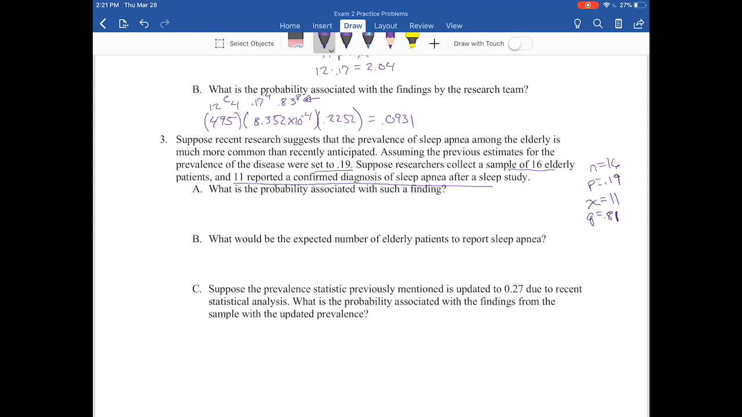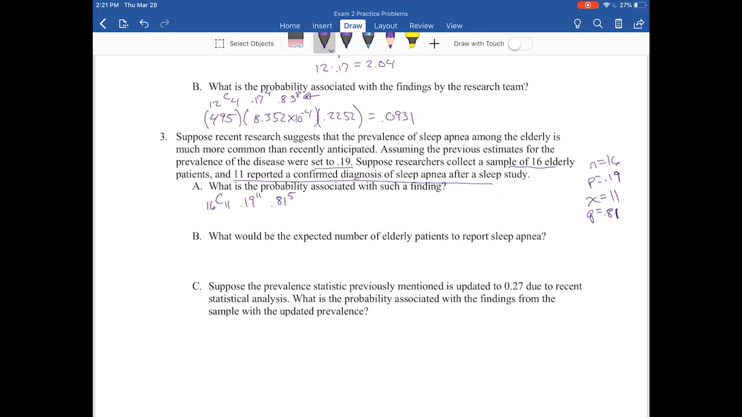Once again, remember I'm going quickly because I assume everybody has at least looked at this problem and attempted it. I'll be going over the parts just to make sure you have a great understanding of what we're doing. So we have 16 choose 11. How many different ways can you choose 11 people out of the 16? Times our probability to the x power, times q to the n minus x. Once again, I write it all out. It's fine if you don't.